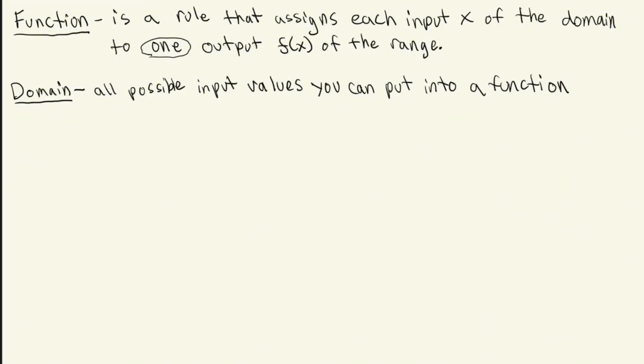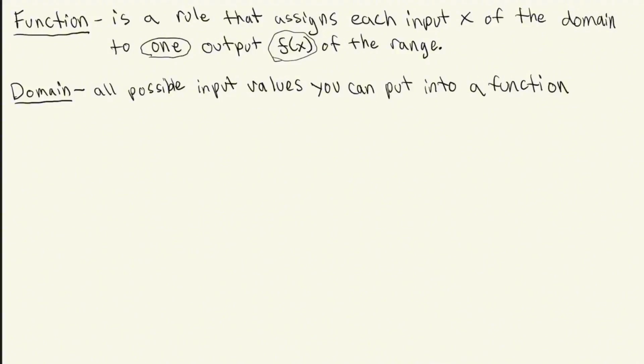So if you don't know what this means, f of x simply means the function, f means function, and x is the input that you're going to put into the function. And together, this f of x right here reads the value of the function at x. So it's basically the output.